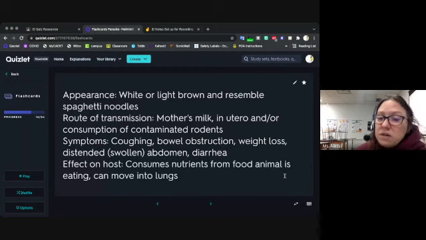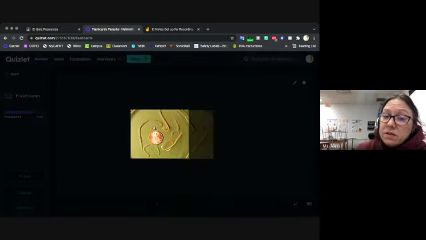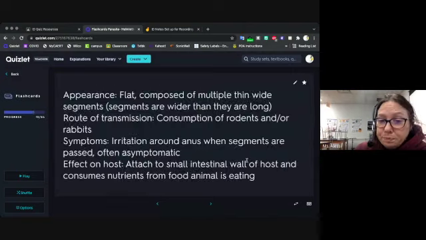Effect on the host: they consume nutrients from the food the animal is eating, and they can also move into the lungs. So this is one of those again where I'm going to see weight loss and diarrhea, because I'm not able to absorb nutrients and I have worms in my intestinal tract, which then affects everything related to my body. And those are roundworm adults. They look like spaghetti. All right, so very round spaghetti shapes.